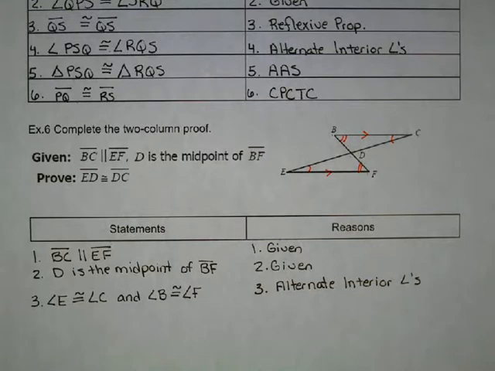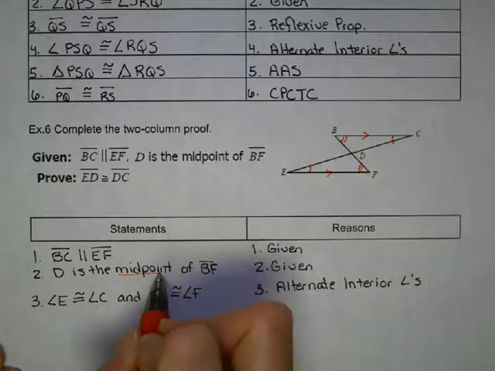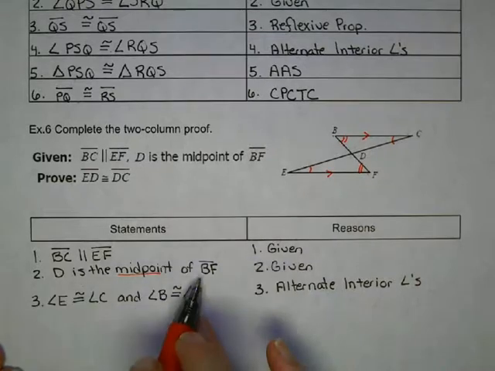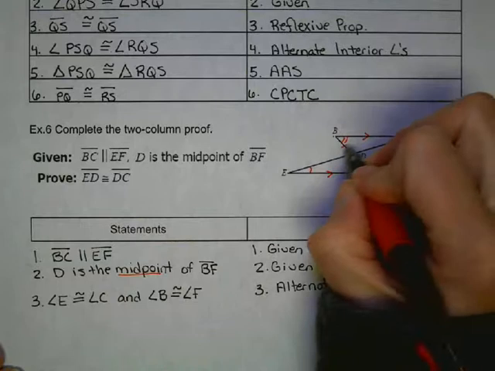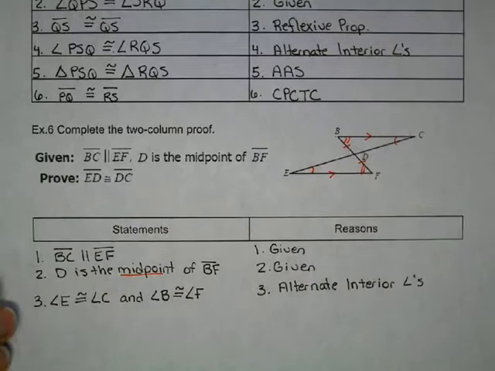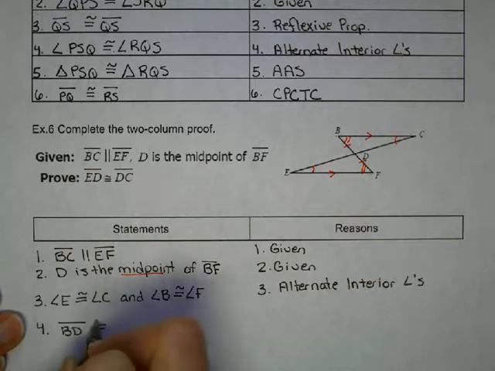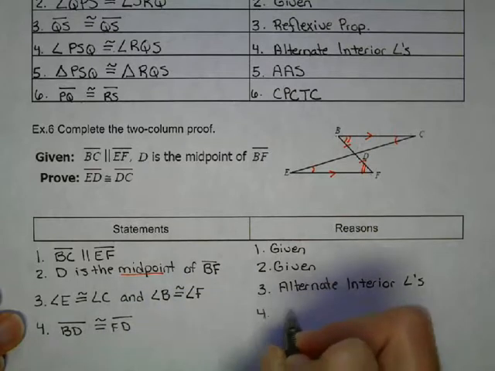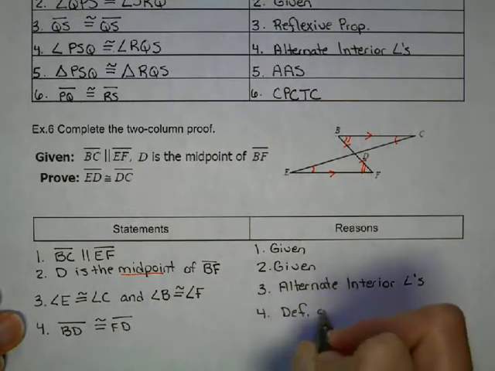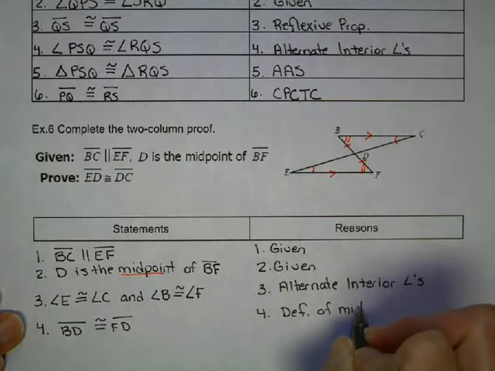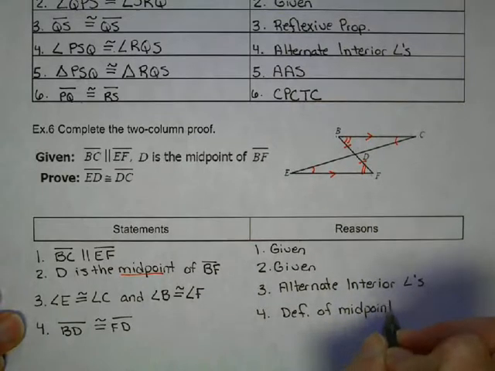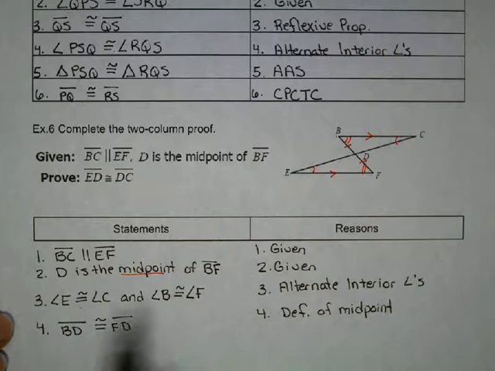The other thing I noticed is in the given, they give us the word midpoint. So it says D is the midpoint of BF. So that would mean this segment here is congruent to that segment there. And I'll call that definition of midpoint. So I now have technically three congruent sides in my proof, so I can say the triangles are congruent.